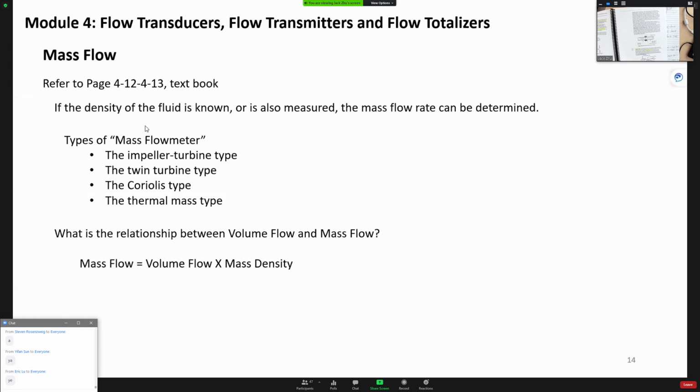Then the mass flow. For mass flow they use a different type of mass flow meter. They are based on the relation of volumetric flow times mass density, and from that they calculate the mass flow.